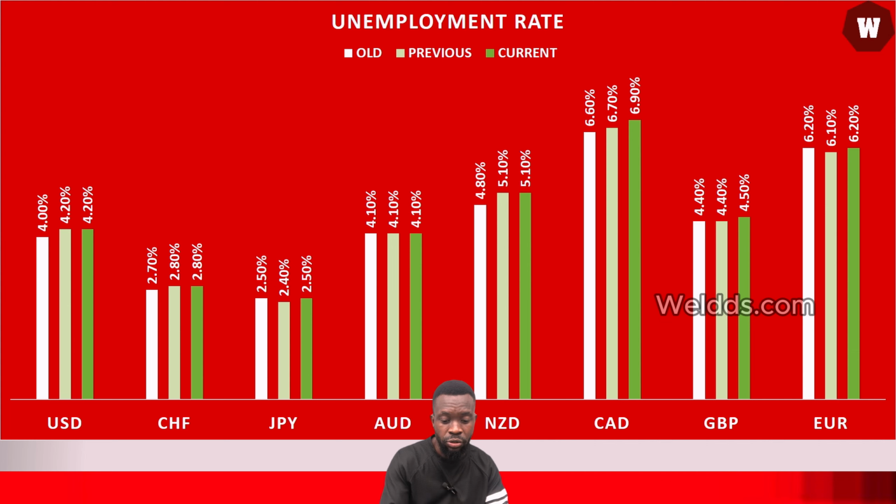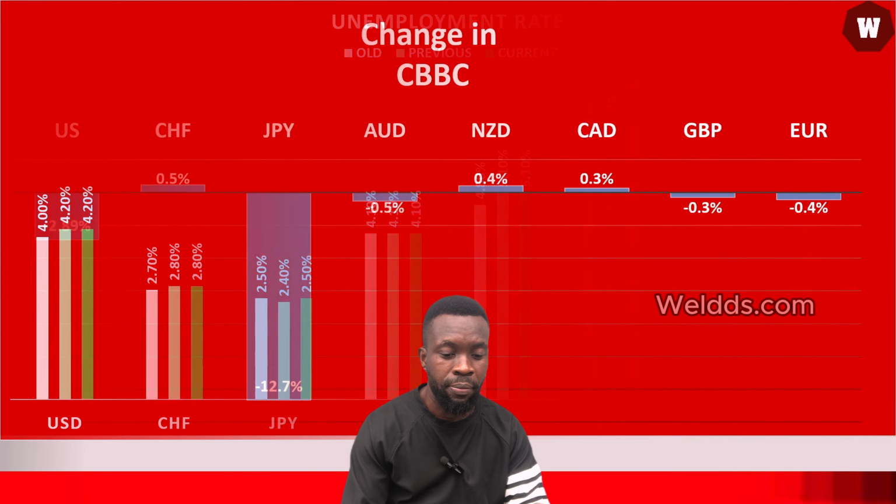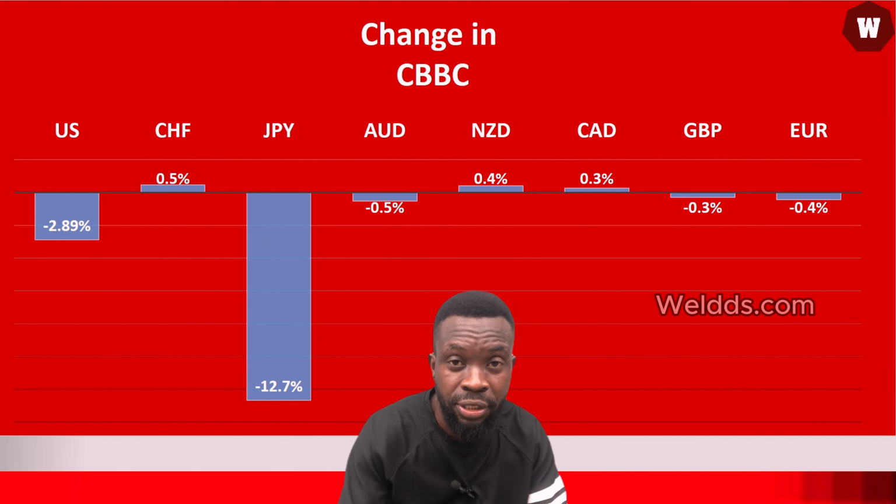That is a question that you should ponder upon. Then you see Great Britain, unemployment rate grew from 4.4 to 4.5. Then in Euro area, it is around 6.2. That is for unemployment rate. Now, central bank balance sheet.